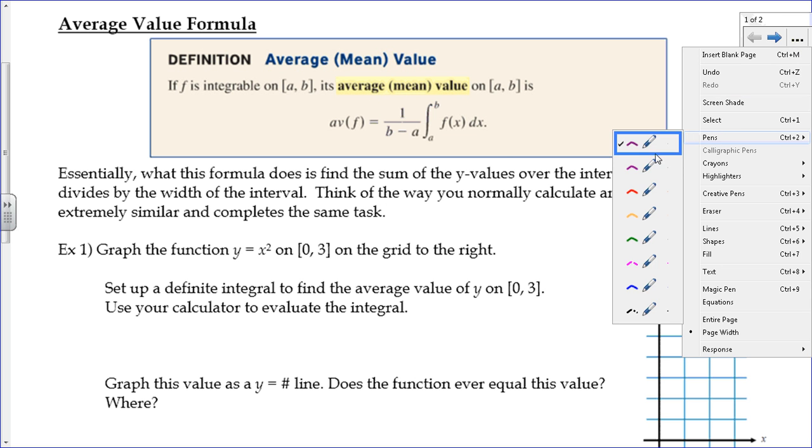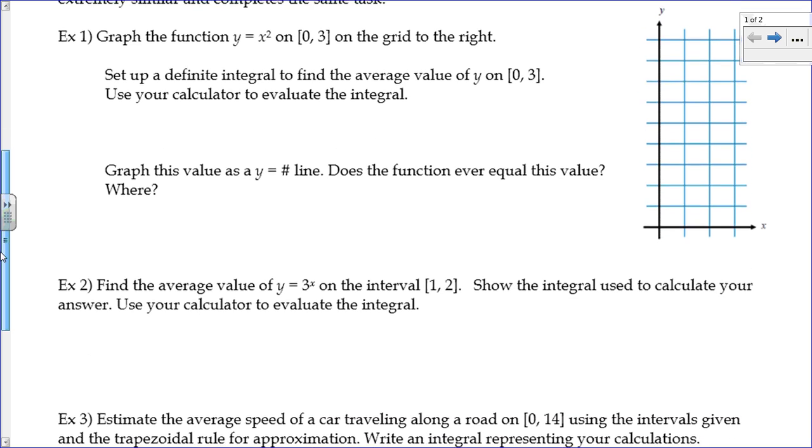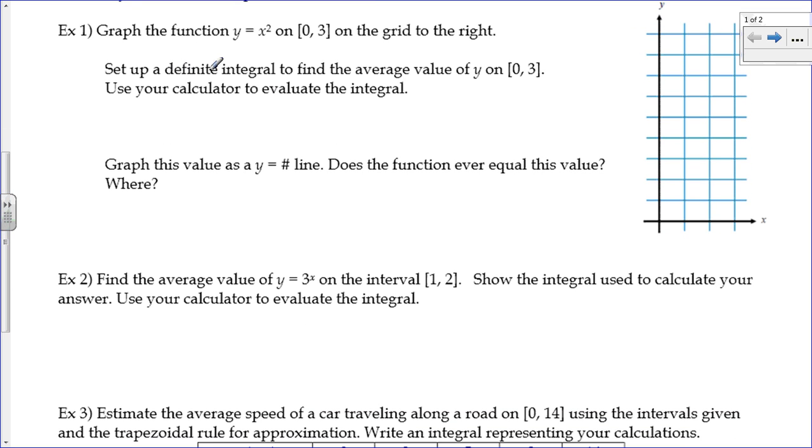So if I wanted to find the average value of, let's say, y equals x squared on the interval from 0 to 3, we set up a definite integral to find the average value. Using the formula, I should have 1 over b minus a, the integral from a to b of f of x dx. In this case, that's 1 over 3 minus 0, the integral from 0 to 3 of x squared dx. This is the definite integral that means find the average value of x squared from 0 to 3.